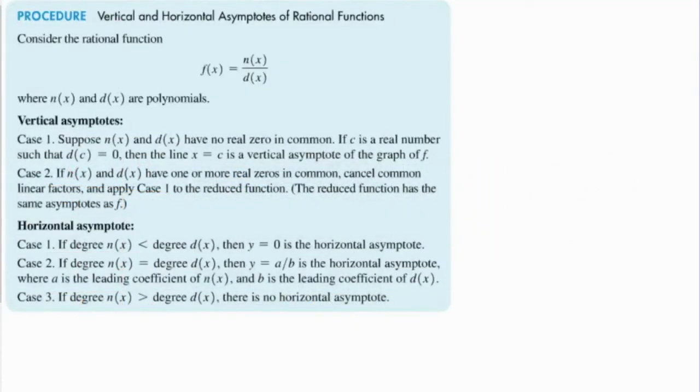So here's the procedure for horizontal and vertical asymptotes. I described these saying that if the numerator degree and the denominator degree are the same, then we would use the ratio of a over b, where a is the coefficient of the numerator and b is the coefficient of the denominator for a horizontal asymptote. If the numerator degree is less than the denominator's degree, then y equals 0 is the horizontal asymptote. And if the numerator degree is greater, there's no horizontal asymptote. It's actually a slant asymptote.